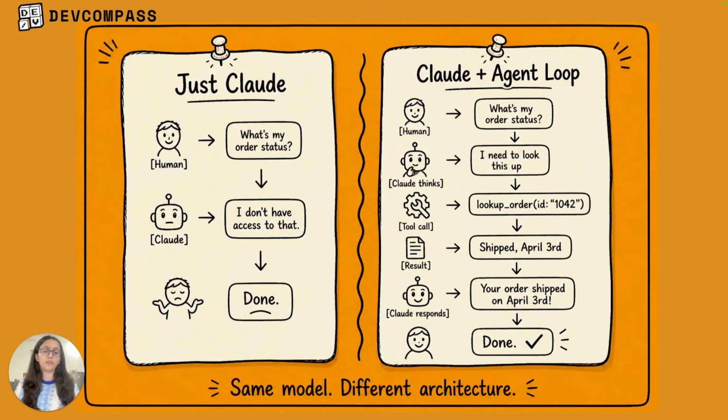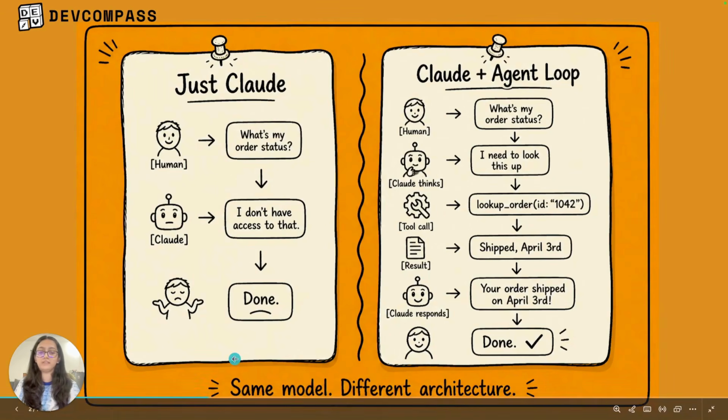Same model, same Claude, completely different architecture. The difference is that in the right card, Claude isn't just generating text based on what it was trained on. It's reaching out, getting real information from a real system and incorporating that into its response. That's what makes an agent different from a chatbot. And that tool call setup, that wrench icon you see in the middle of the right card, that's the key. Claude decided to call that tool. Claude decided which tool to call. Claude decided what arguments to pass. You defined the tool, Claude used it. And that's what we are going to look at in the next slide.